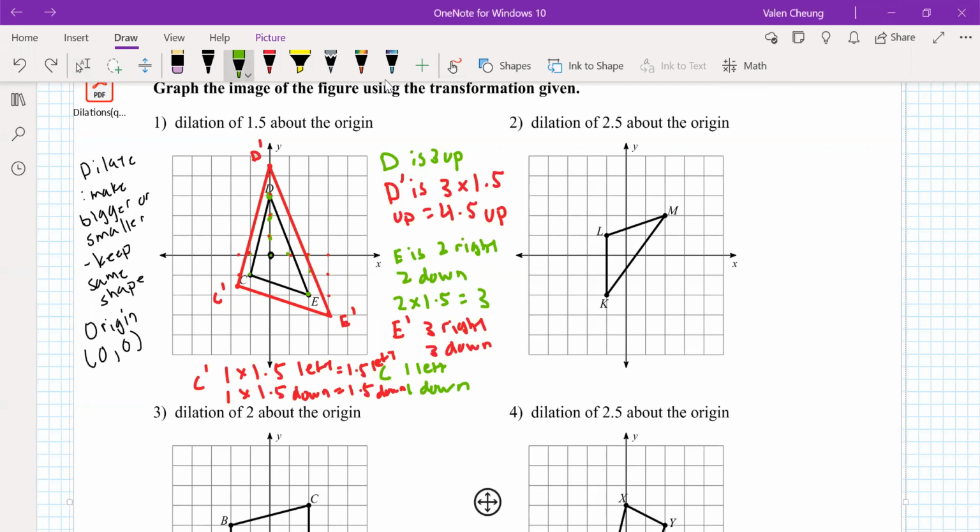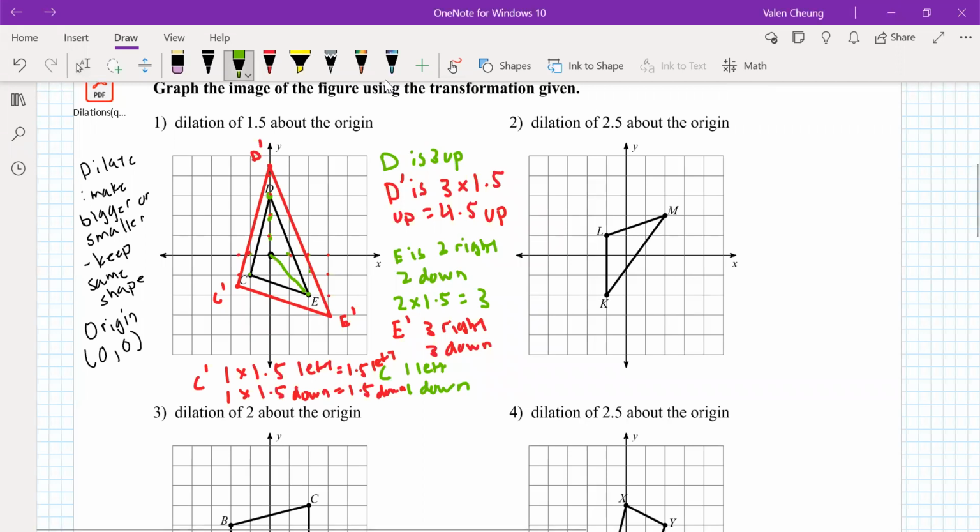Point E goes from the origin diagonally. And so when we want to stretch that out, how do we know that our E prime is really going to be 1.5 times the length of that green line that I just drew?